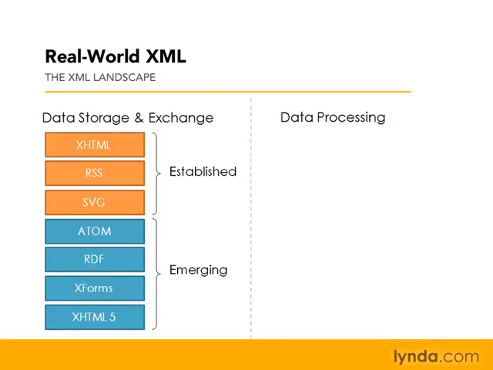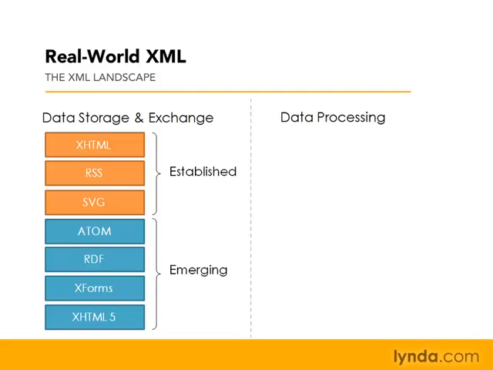There are a number of emerging standards, however. Atom, for example, is a standard for publishing syndicated content just like RSS is, only it's slightly richer. Then there are standards like RDF and XForms, which we won't get into in this course, but solve their own types of business problems. XForms, for example, is a way of processing forms on the web, and RDF stands for Resource Description Framework. And then there's XHTML5, which is an emerging standard that aims to standardize the way that web applications are built.